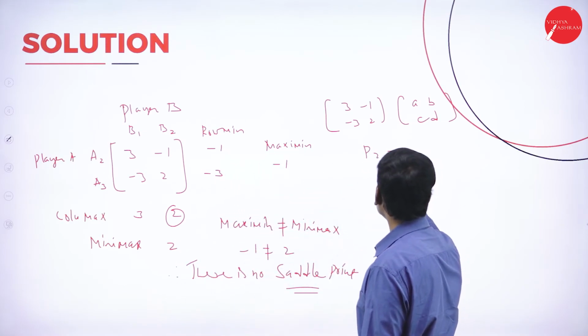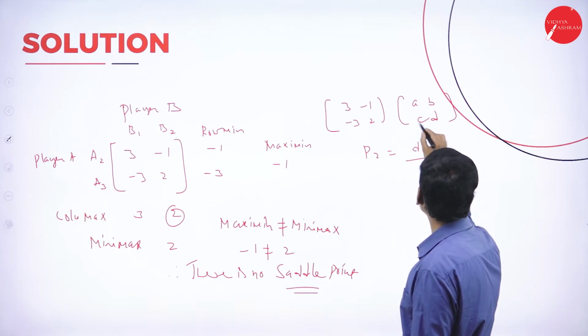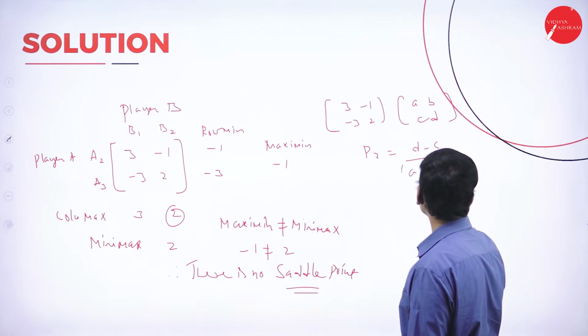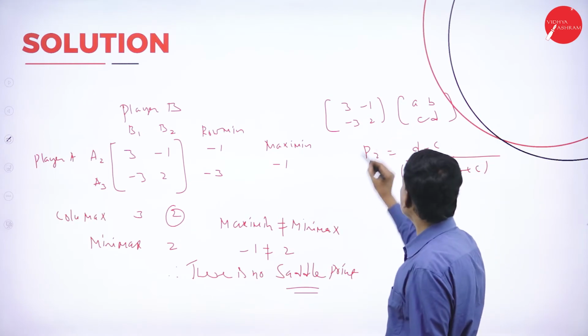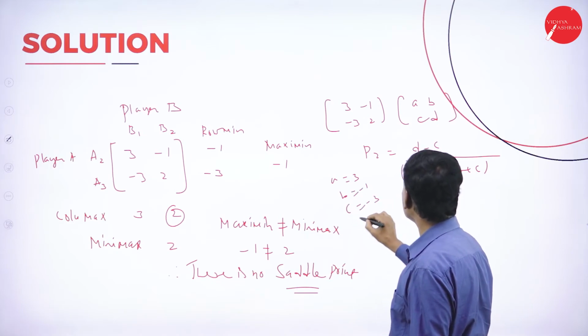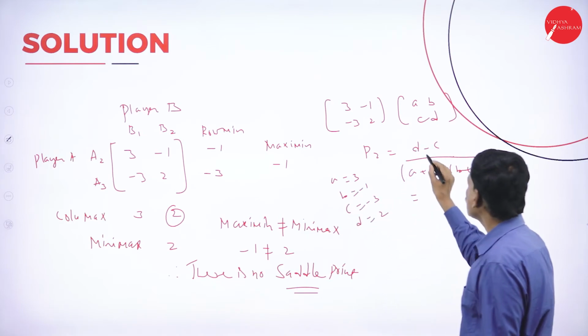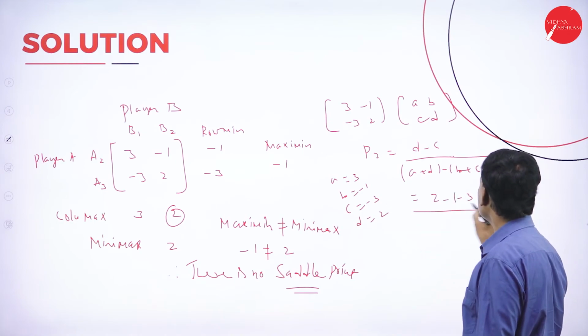P2 is equal to, as usual formula. What is the formula? (D minus C) divided by (A plus D minus B plus C). Right. Simplify this. What is A here? A is equal to 3, B is equal to minus 1, C is equal to minus 3, D is equal to 2. Substitute D is 2 minus C, minus 3, divided by A.